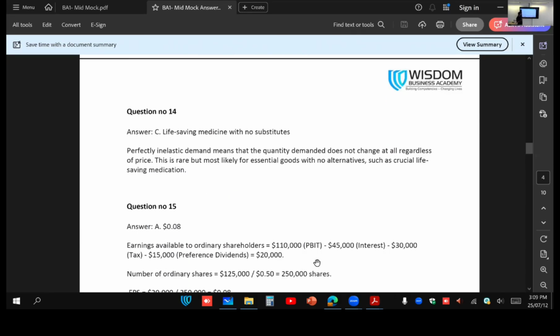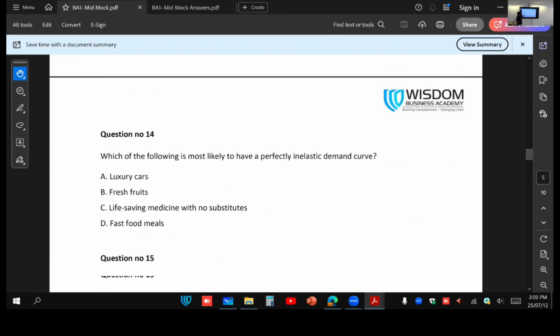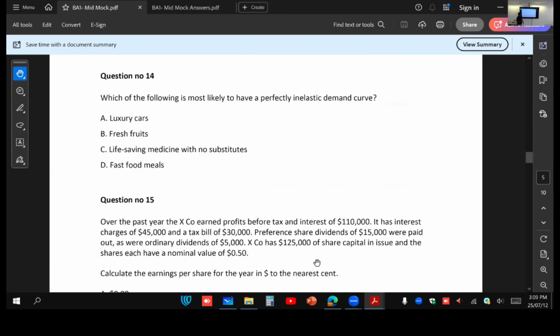Question number 14. Which one of the following is most likely to have a perfectly inelastic demand? Perfectly inelastic means what? Straight vertical line, clear. So what do you mean by that? When you change the price, let the price be any amount, will the demand change? Demand will not change. So tell me that kind of item.